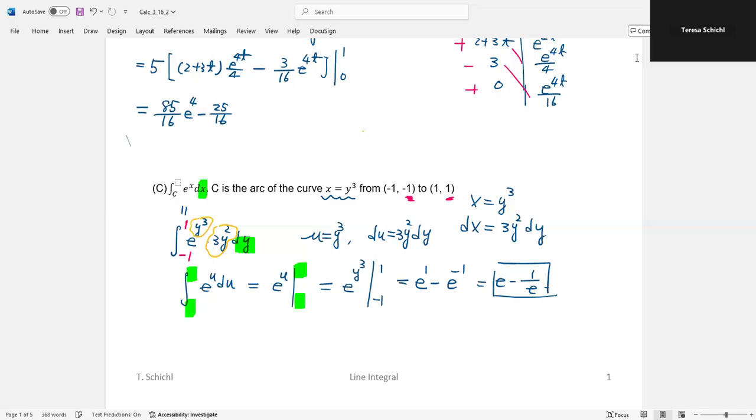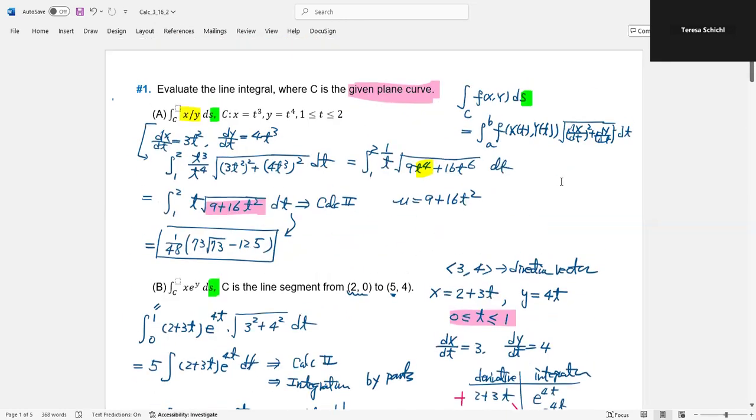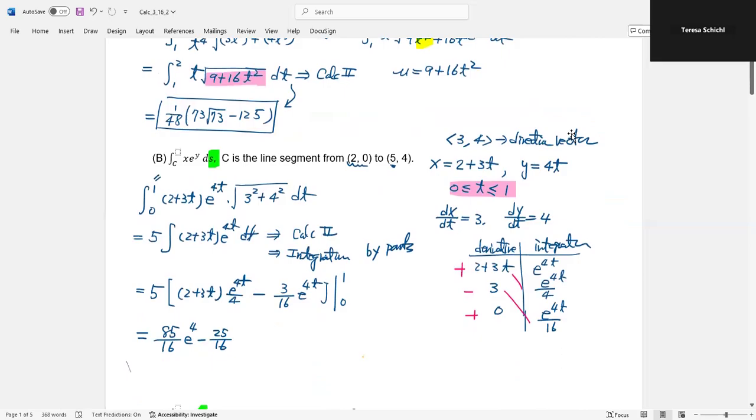Okay, so these are the three problems with respect to plane curves here. All right. So the key points here: problem number 1 is basically just substituting into the formula. And problem number 2 is to teach you how to do a line segment, how to find the parametric equation for the line segment.